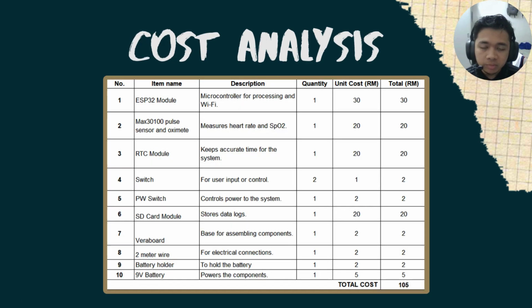Assalamualaikum everyone. Today I will explain the cost analysis. As you can see in this slide, there is a table for every item that we use. There are 10 items: ESP module, Max 30100 sensor, RTC module, switch, PCB switch, SD card module, Veroboard, 2-meter wire, battery holder, and 9-volt battery. In total, the cost of all items is 105 ringgit. That's all for my part. Thank you.